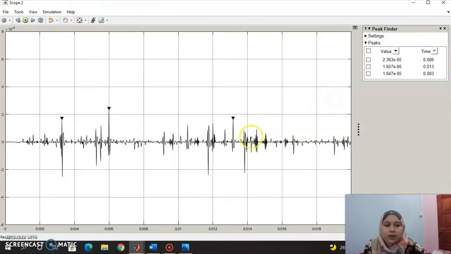This is the result of the partial discharge signal. This partial discharge signal will be different when the applied voltage and also the values of VA, VC and VB are different according to the dimension of void.